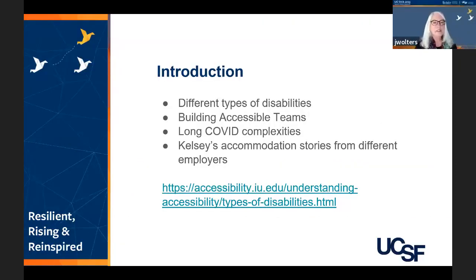Great. So to introduce you to our topic, we'll start out with talking about different types of disabilities. For example, there is visual, auditory, mobility, cognitive, neurological, medical, psychological, and many times people will have multiple disabilities. For example, Helen Keller was blind and deaf. Or for another example, Stephen Hawking could not have done his job without adaptive technology. He would have been unemployed.